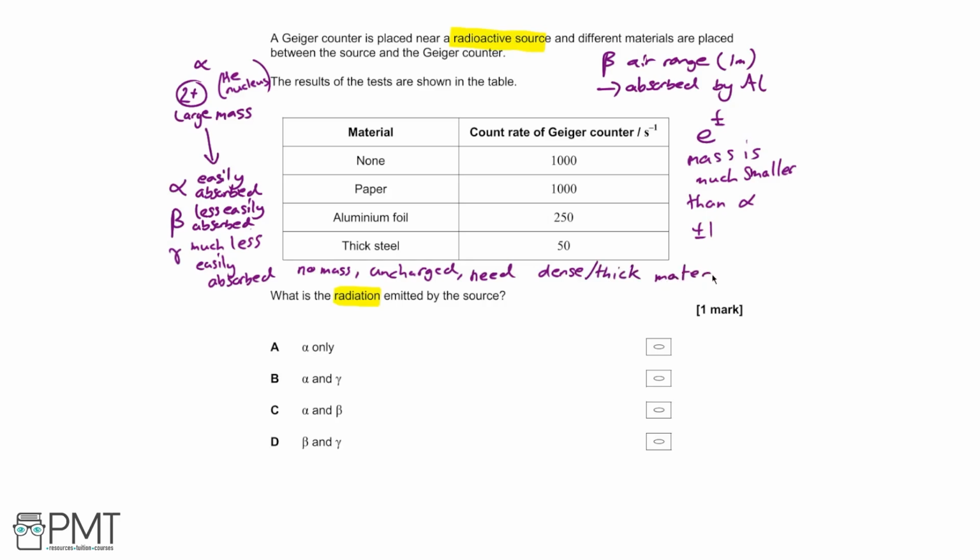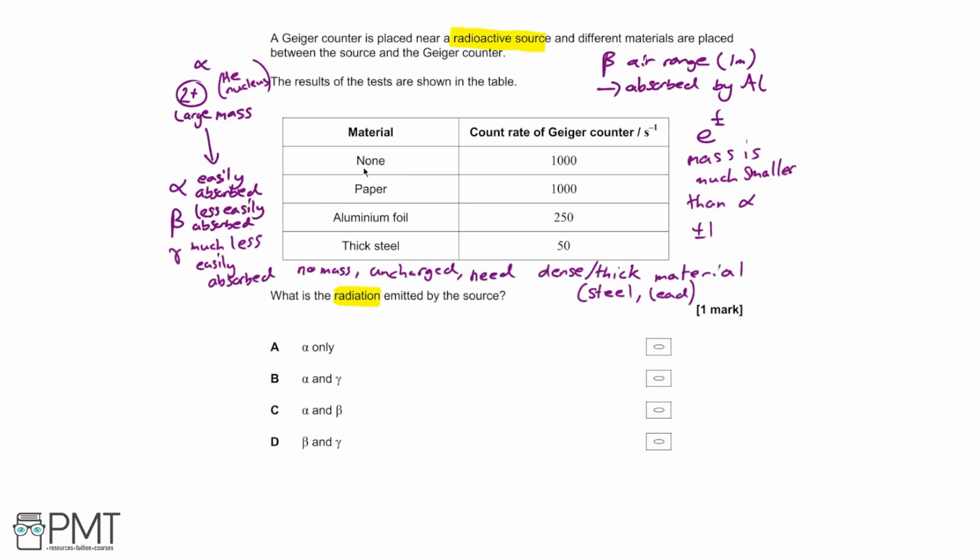Note that the density requirement can be substituted for a thick material. The point is that you have lots of chances for the gamma photon to interact with another particle. So things that are used to attenuate gamma radiation are things like steel or lead. Combining these facts, we can use the tests here to figure out what radiation is present in the source.